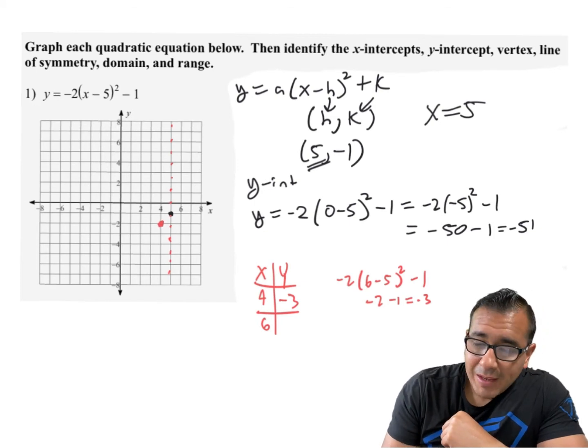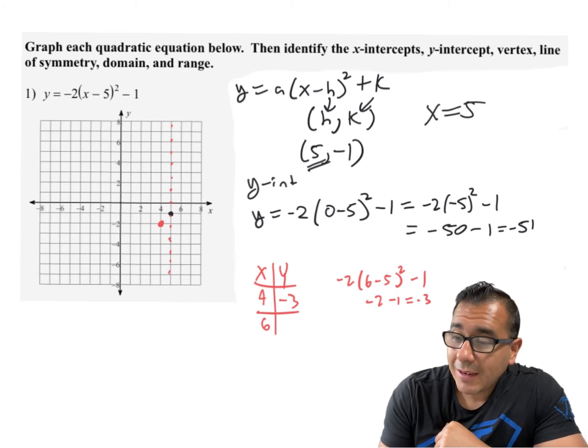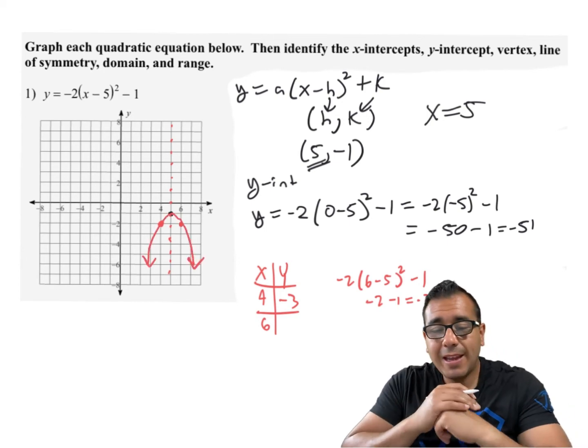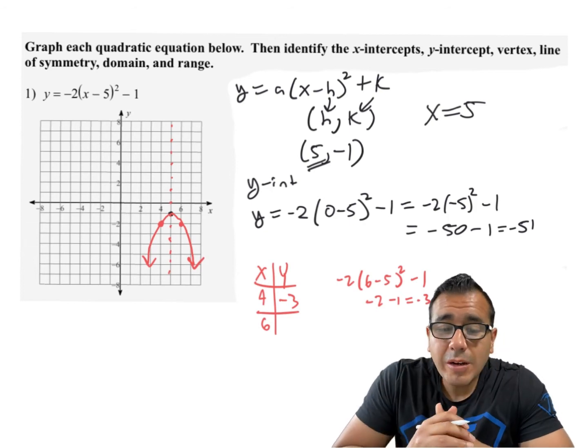And remember, this line is like a mirror. So whatever you get on this side, you're going to get the same thing on this side. So I'm going to take that point and copy it over here. And we know our parabola is opening downwards, just like that, right? And there's what our graph looks like.